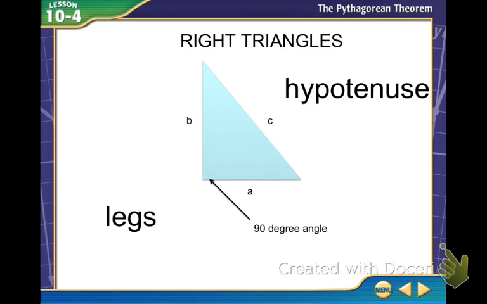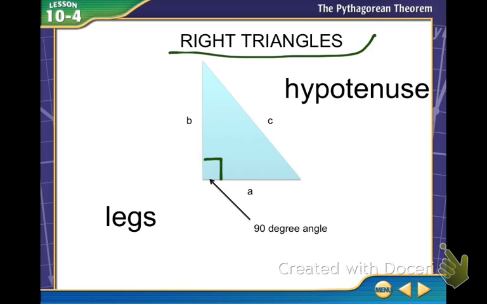Let's take a look at a special type of triangle, a right triangle. A right triangle has one 90-degree angle. And there's a special fact about right triangles that has to do with its three sides. But first we need to make sure we understand how to talk about the sides.